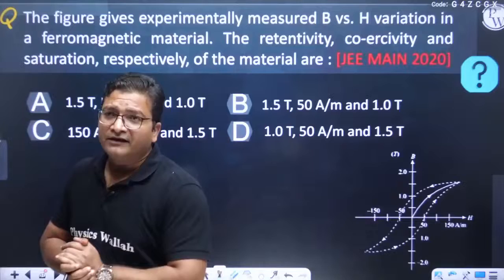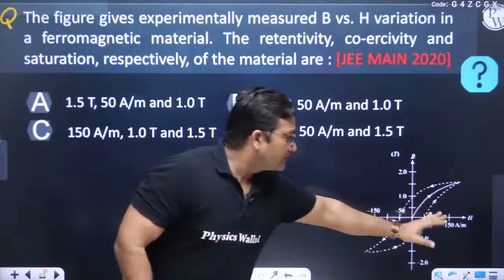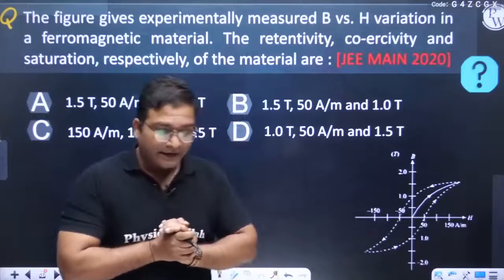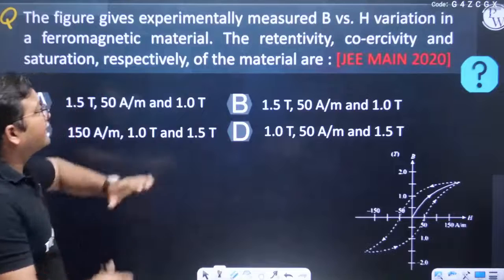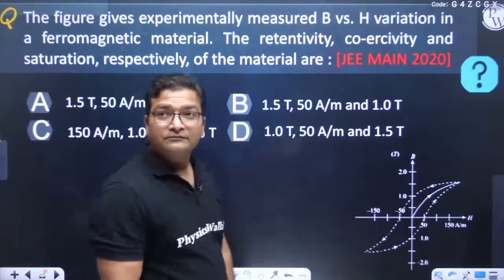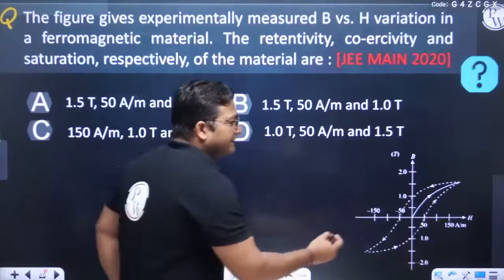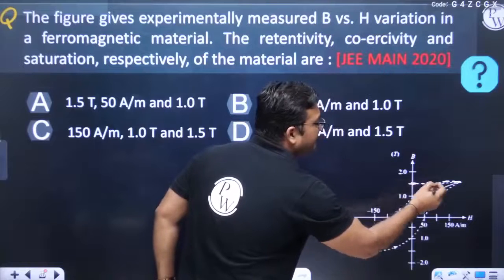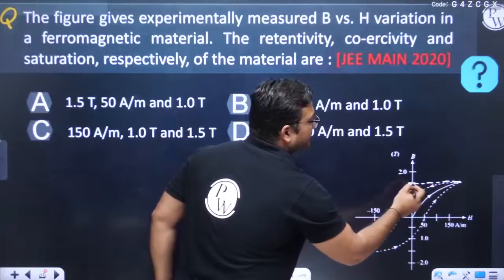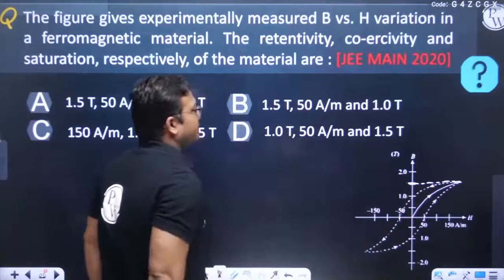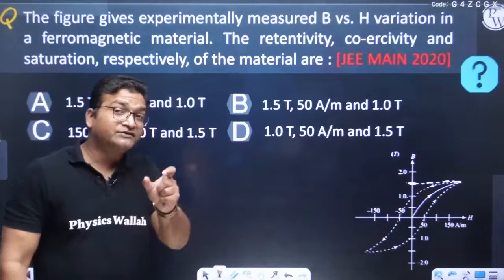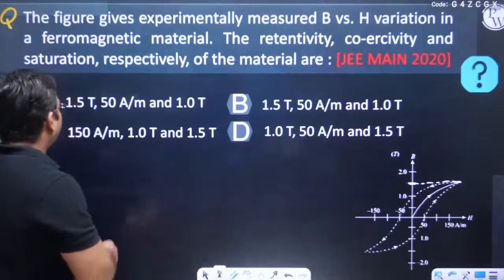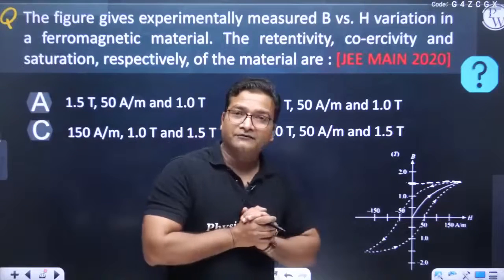Here we are given a BH loop, and it gives you some values. They are asking what is the retentivity, coercivity and saturation. Saturation happens here, and if you clearly see, the saturation magnetism is actually 1.5 Tesla. So 1.5 Tesla is the saturation magnetic field, and that is in option A and option B.